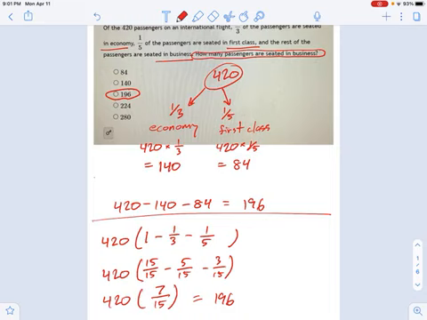So whichever way you like it, if you want to think about percentages or parts of a whole, you can go with this method. If you'd rather just count up the people, this method up here works fine. It might actually be quicker.